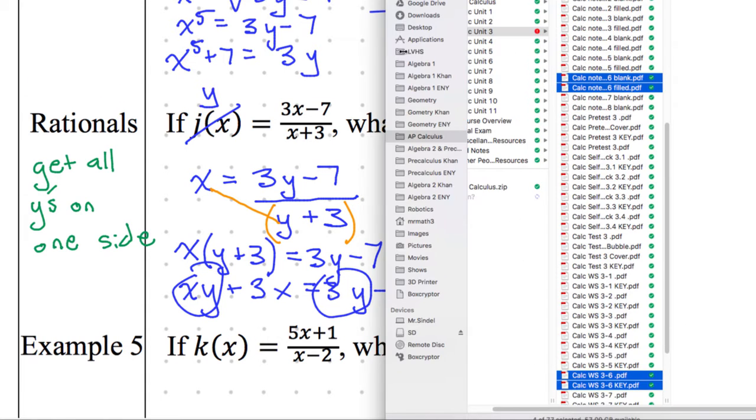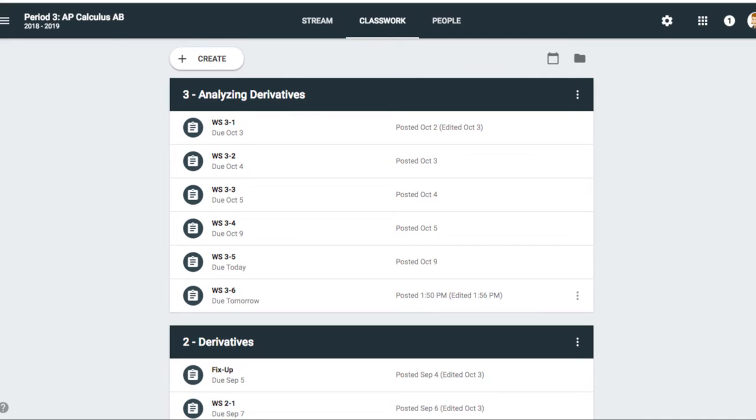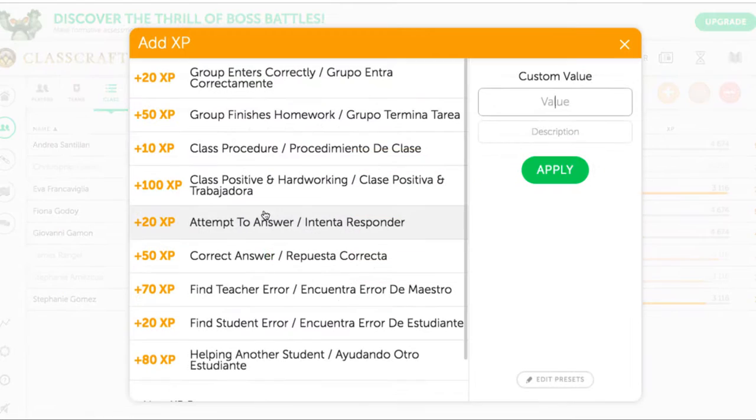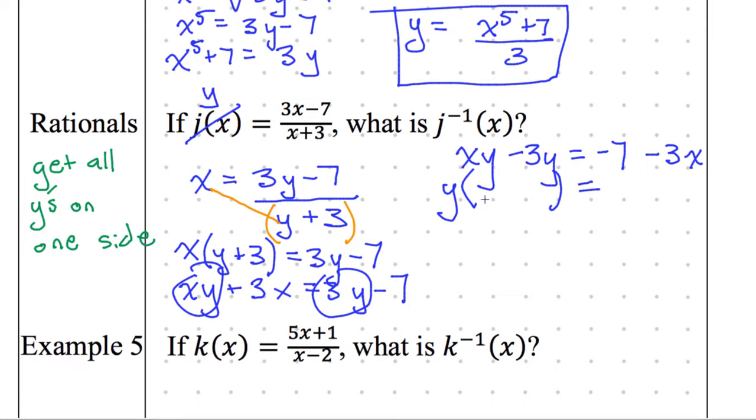That is a question for XP, and I forgot to give Fiona her XP from last time, so let me do that before I forget. I think it was Eva too that I forgot to. I'm backlogged on XP.